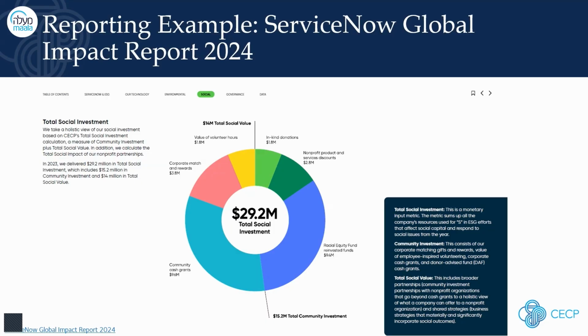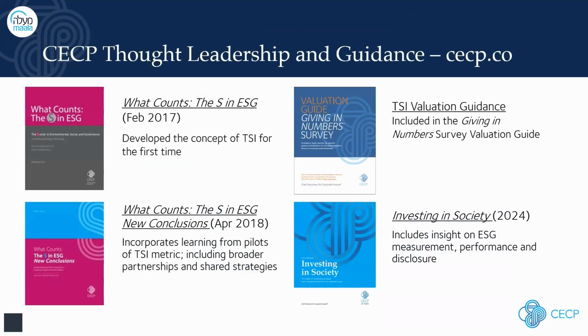And lastly, I'm going to leave you with some thought leadership and guidance from us at CECP that you can find at our website, cecp.co, that might help you further along in your TSI journey. We have our two seminal TSI reports, What Counts: the S in ESG and What Counts: New and Conclusions. We also have our TSI evaluation guidance that can be found within our annual survey's evaluation guidance. And that final section, the whole back, is just about TSI. And then finally, our Investing in Society report that comes out annually that talks about ESG measurement, performance, and disclosure, of which TSI is a part.